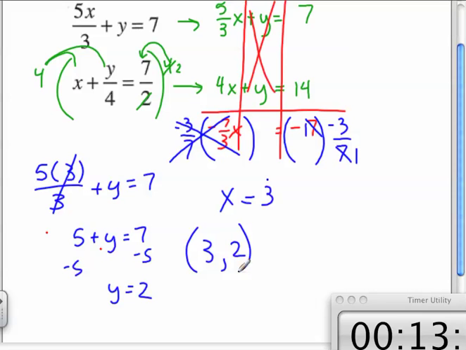Now this one was a little bit harder because it had fractions. But did we do it any differently? No. We did it the same way, right? We just need to get the same absolute value in front of one of the variables so that we can either add them or subtract them to get rid of that variable. Okay? And then we just have to know how to work with fractions, practice working with fractions, getting common denominators, that kind of stuff. Okay?